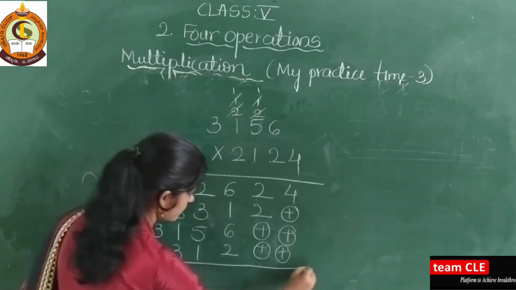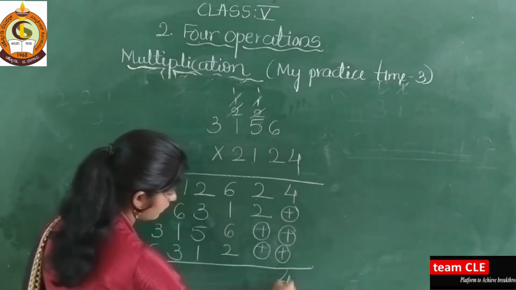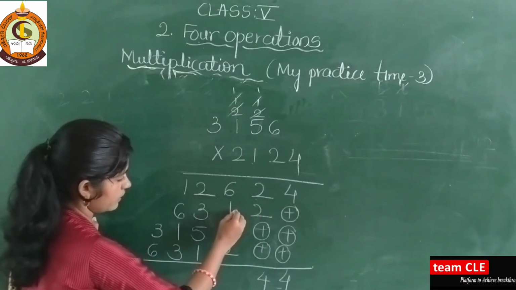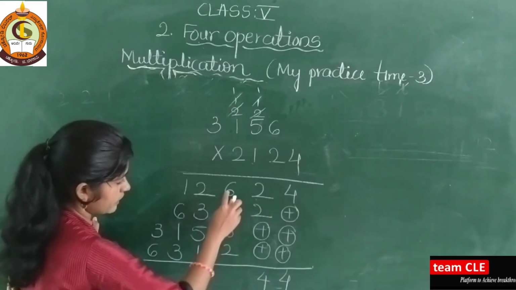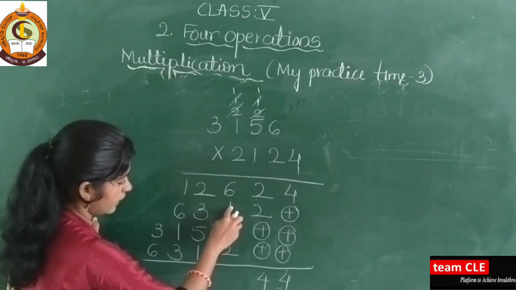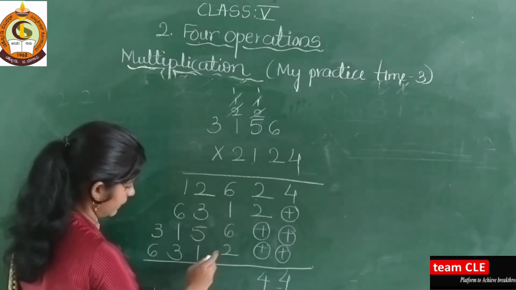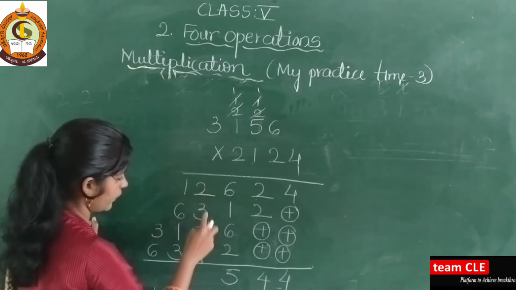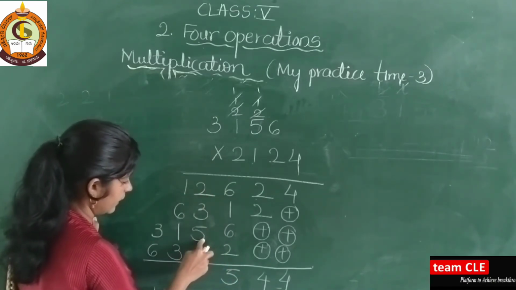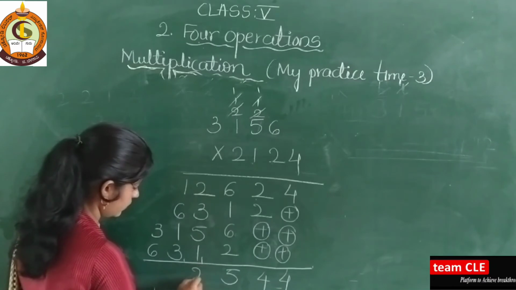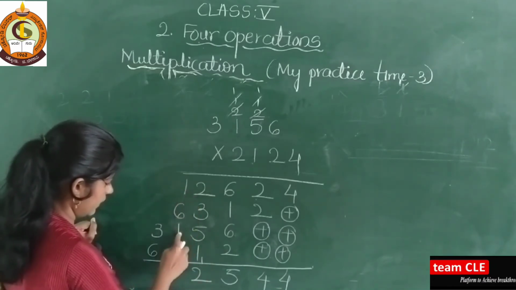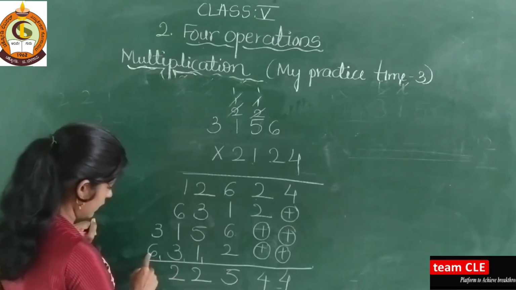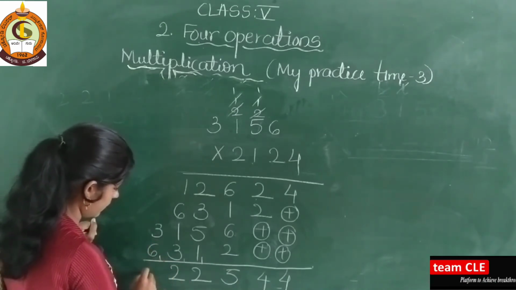Next, add this number 4. 2 plus 2 is 4. 6 plus 1 is 7. 7 plus 6 is, see here, 6 plus 6 is 12, 13, 14, 15. Next, 3 plus 2 is 5. 5 plus 5 is 10. 10 plus 2 is 12. 6, 7, 8, 9, 10, 11, 12. 6 plus 3 is 9, 9 plus 1 is 10.